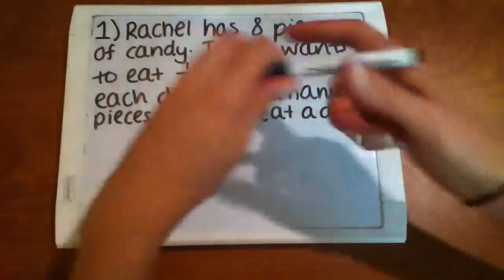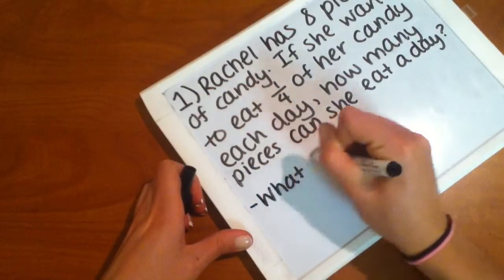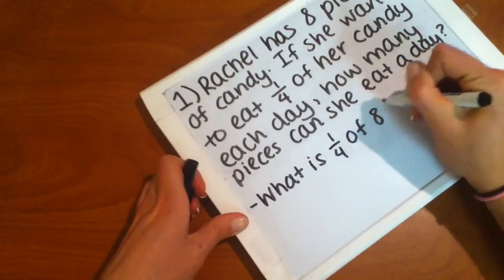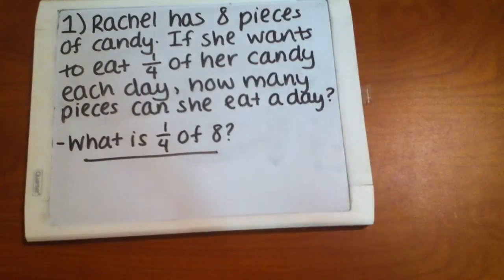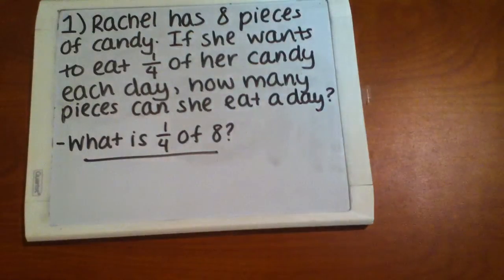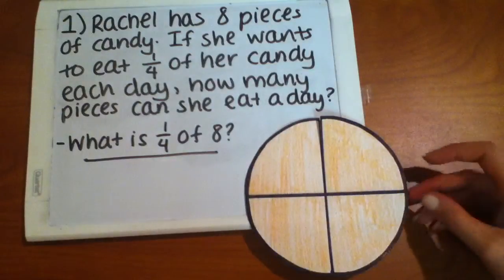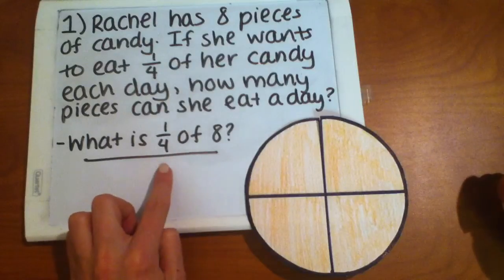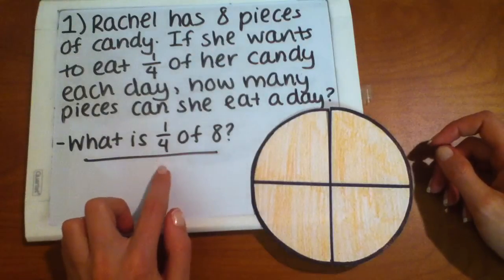So what the question is really asking us is, what is 1/4 of 8? That is our main question that we need to solve. To figure this out, we can use an area model that will help us. I first have an area model of a whole divided into 4 equal parts, because our fraction is 1/4, which means that our whole is divided into 4 equal parts. So we want to know what is 1/4 of 8.